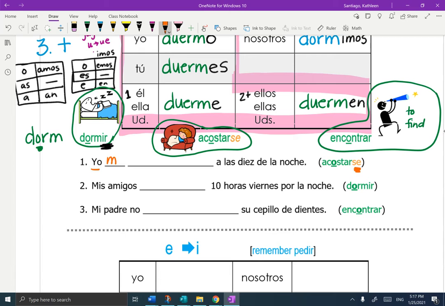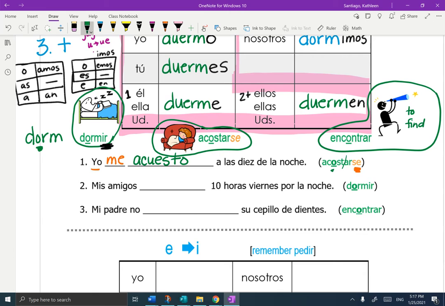So, me. And now I'm going to do the stem change. Acostar. Chop, change, and then add in my right ending. So I chopped off an AR. So now I'm going to do the change. Acuest. Now, AR verb in the yo form is an O. Yo me acuesto a las 10 de la noche.